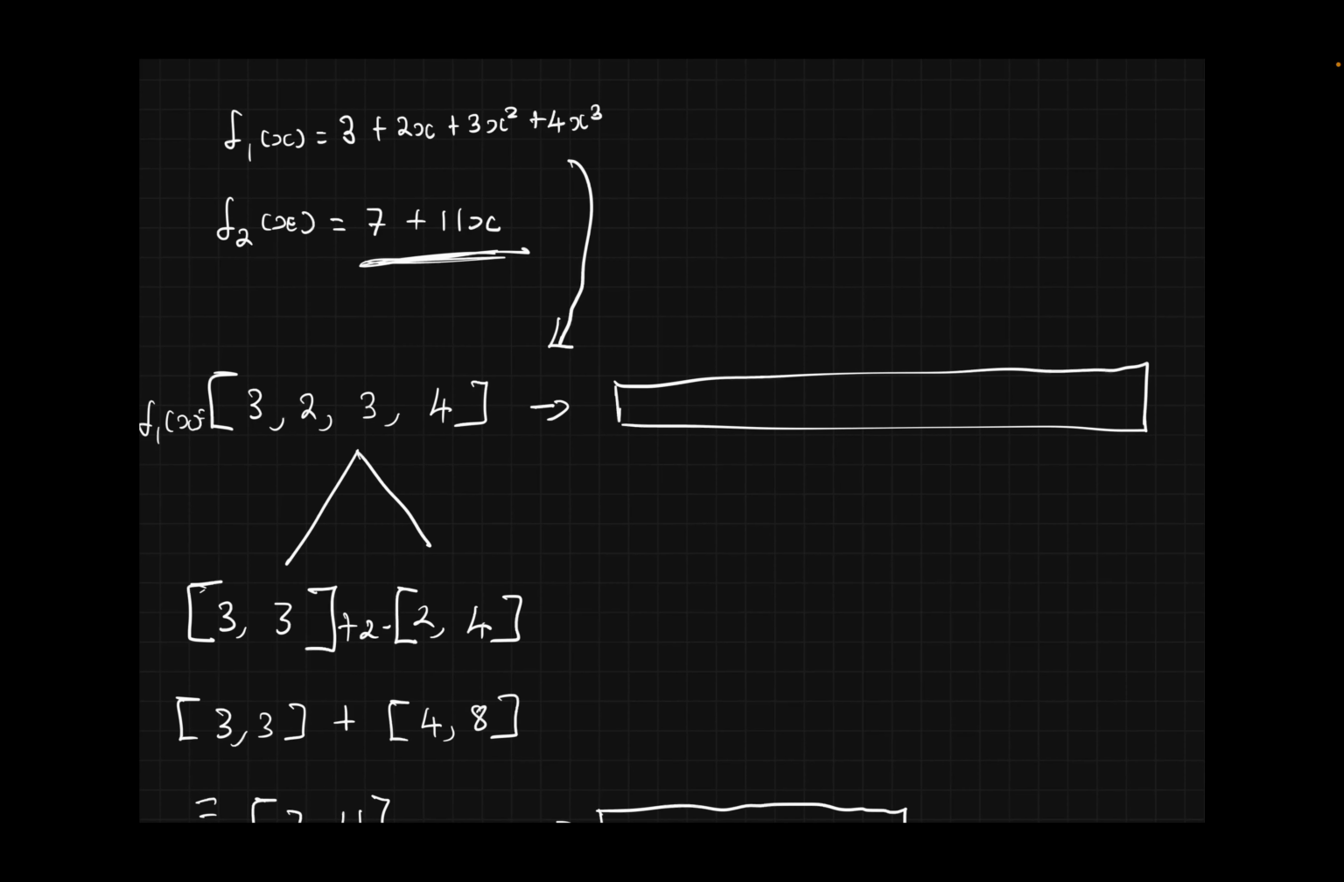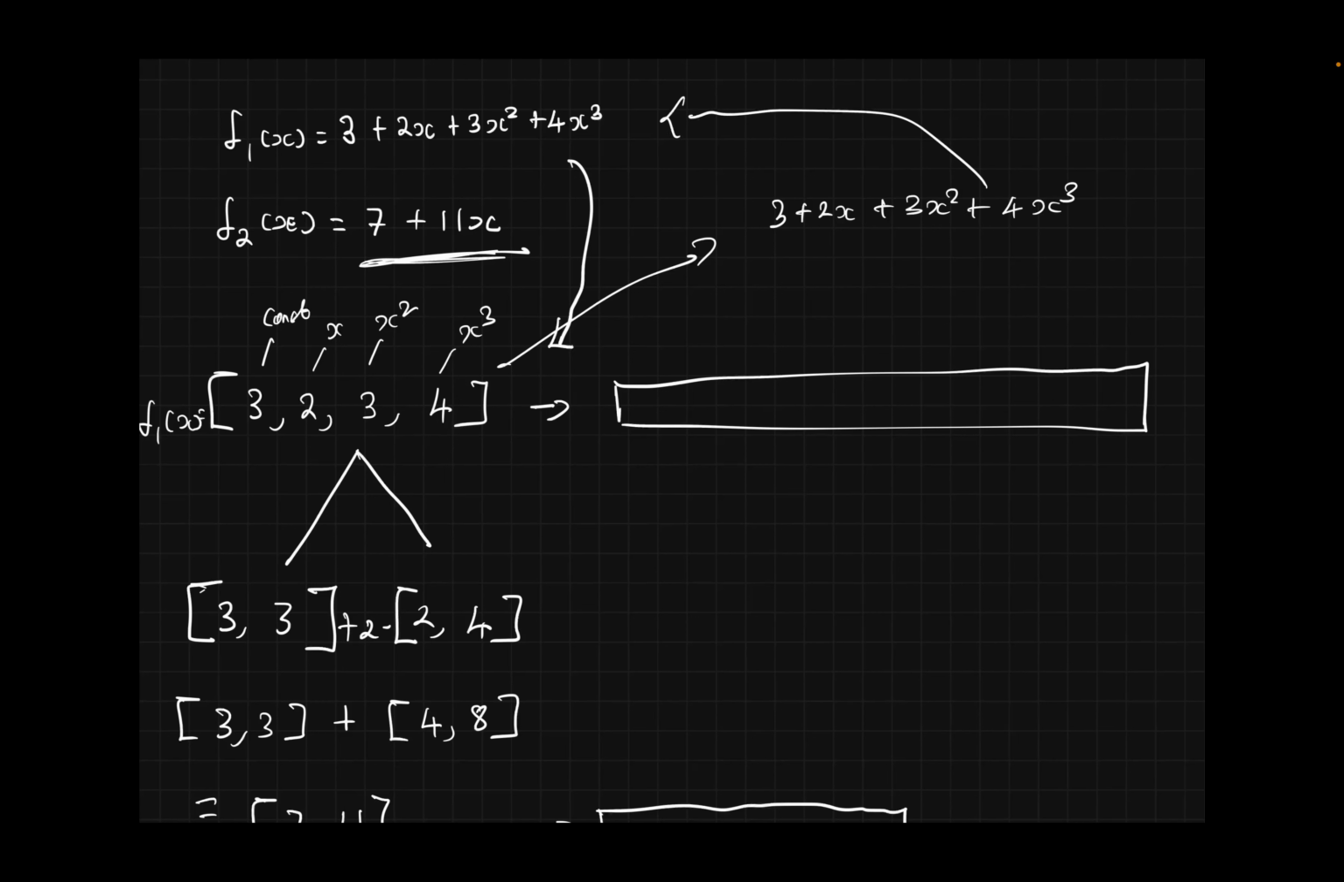No, that means you are looking at evaluation form. This is the coefficient form. This is the constant, x, x squared, and x cubed. So this polynomial is 3 plus 2x plus 3x squared plus 4x cubed, which is what we have here. These are the coefficients of the polynomial, so that means it's already been interpolated. Does it make sense?